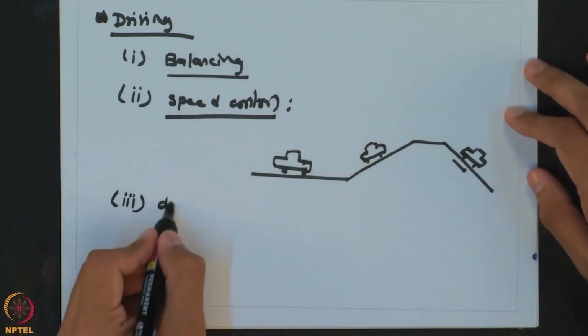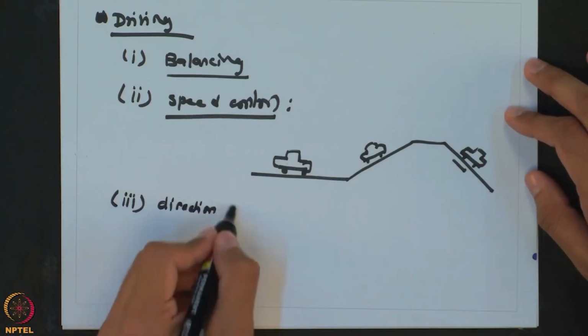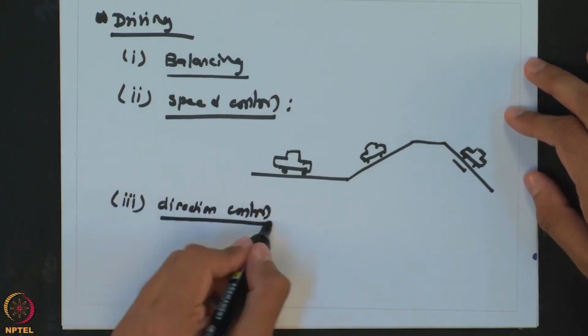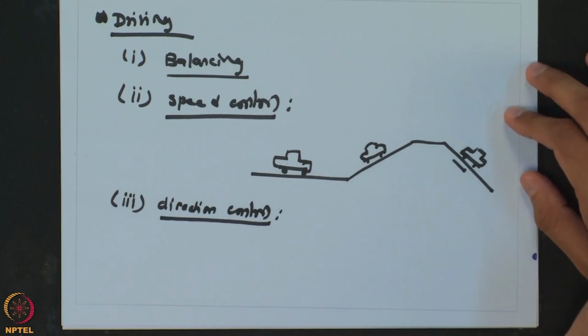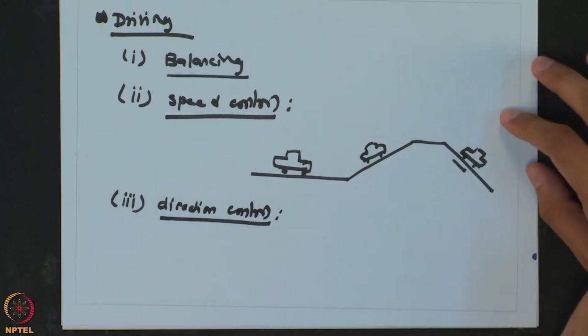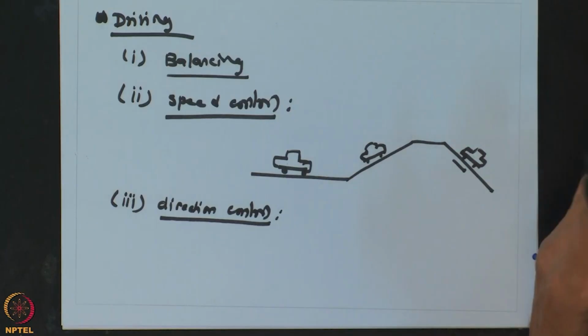And lastly, direction control. Whenever trying to control the direction, there is a steering wheel, and if your car is trying to move towards one direction, then you will obviously move the steering wheel to the opposite direction, so as to make sure that your car tries to go in a straight line.